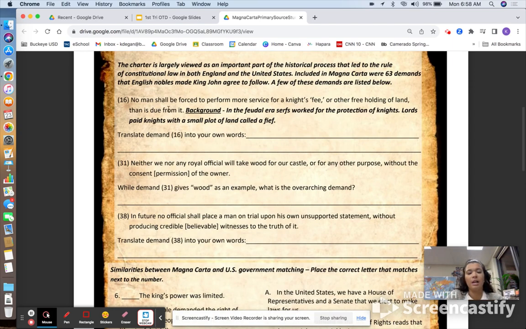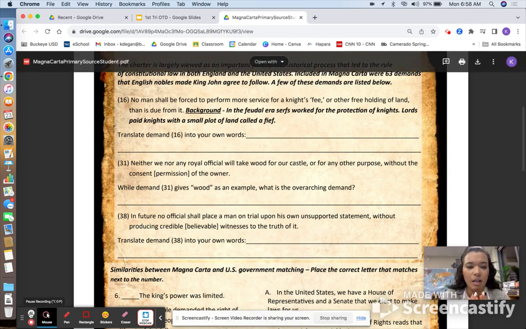For this first one, I would say you need to think about how were knights paid, and who paid the knights, because essentially what this one is getting at, where it says no man shall be forced to perform more service for a knight's fee, is that the lords shouldn't have to pay for the knight's fief any longer. So that is essentially what you're doing. I gave you 1, you have to do 2, and when this video ends, remember what I just said.